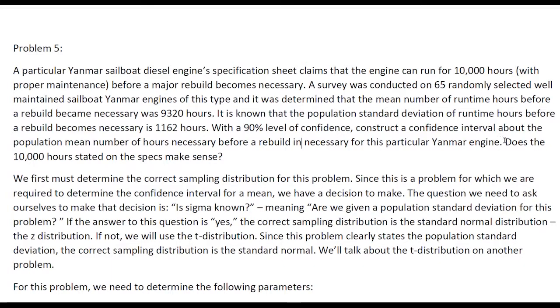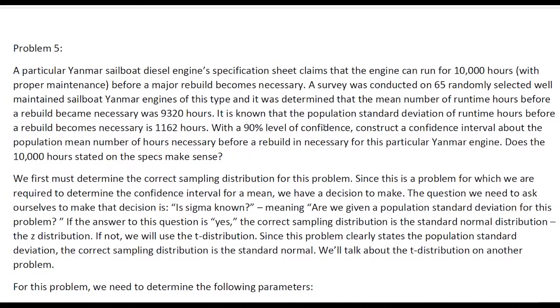And then there's a second part to this. Does the 10,000 hours stated on the specs make sense? So I'll explain how we answer that after we get the confidence interval.